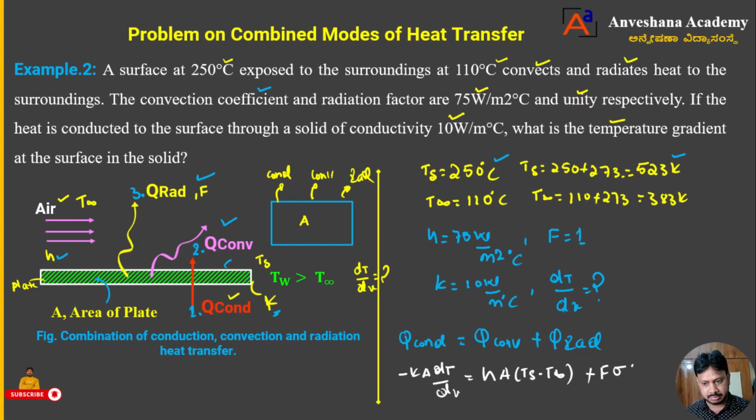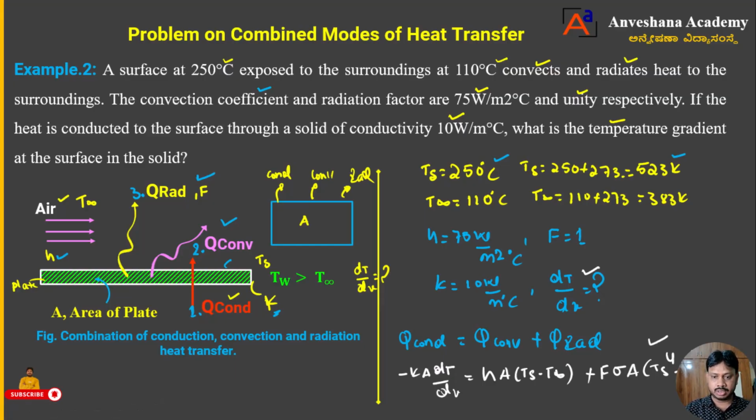f into sigma into a, then ts to the power of 4 minus t infinity to the power of 4, dear students. This is the equation. With the help of this equation, I can calculate the temperature gradient, the change in temperature with respect to thickness of the plate. I can calculate it with the help of this concept, which we can call a combined mode of heat transfer.